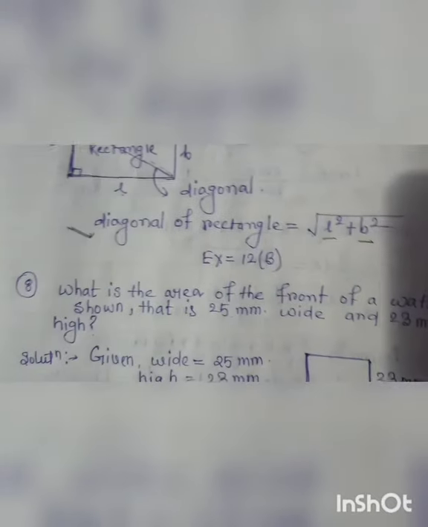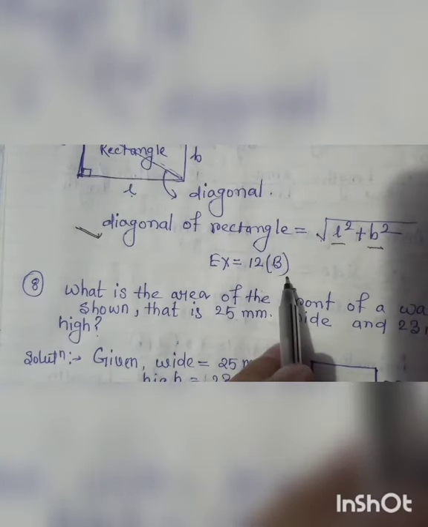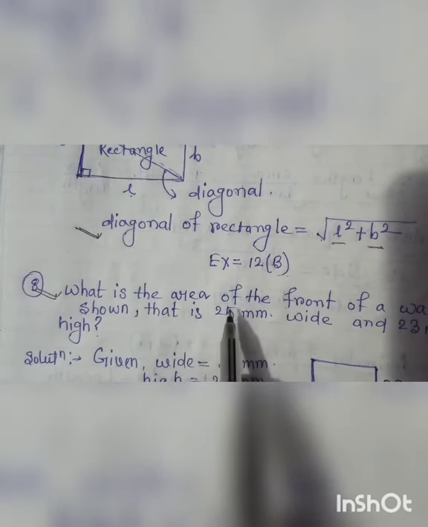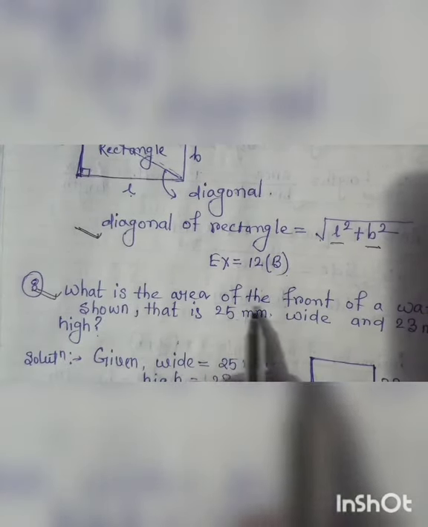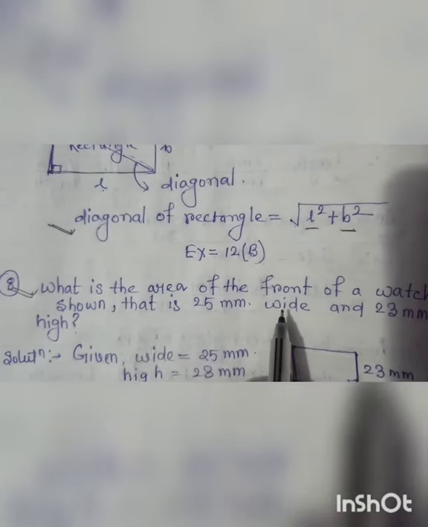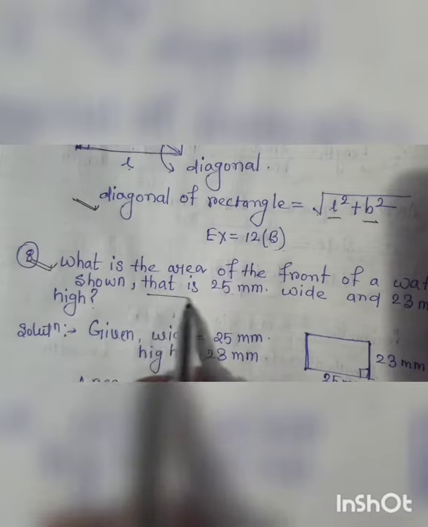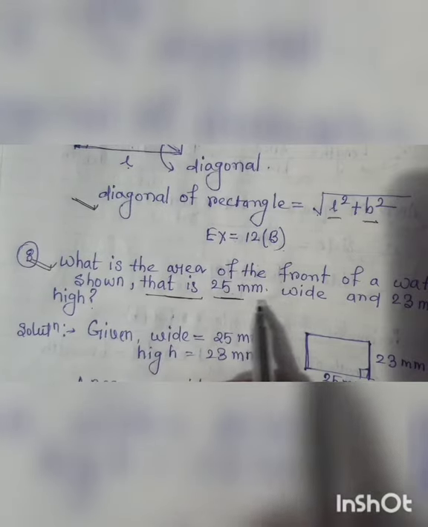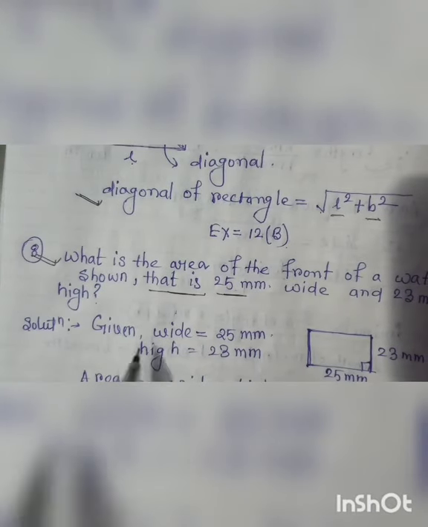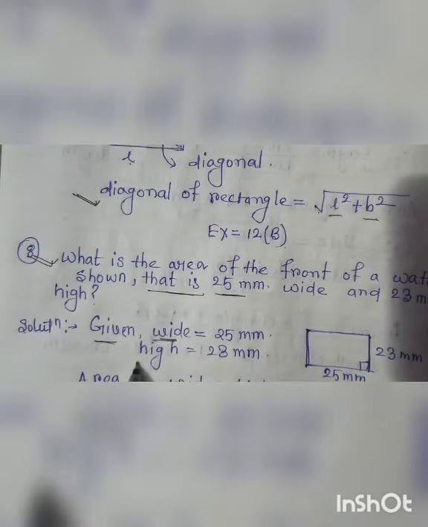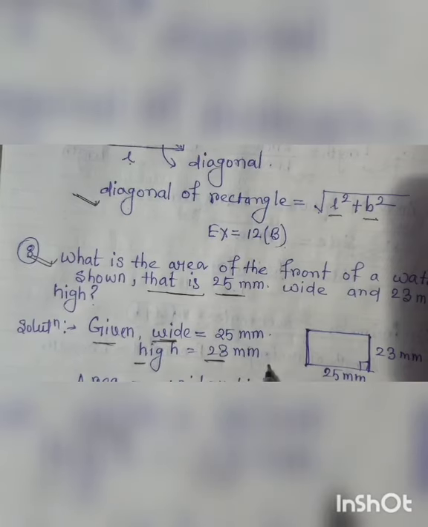One problem I did from exercise 12b. You see problem number 8. What is the area of the front of a watch shown? It is given in your book that it is 25 millimeter wide and 23 millimeter high. We will consider here that wide means the length of the watch and the height of the watch is 23 millimeter.